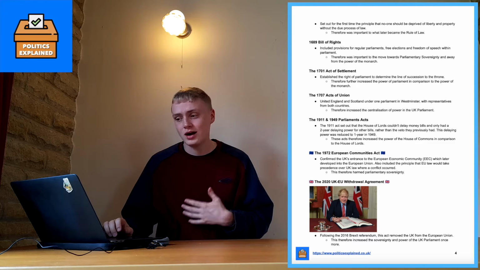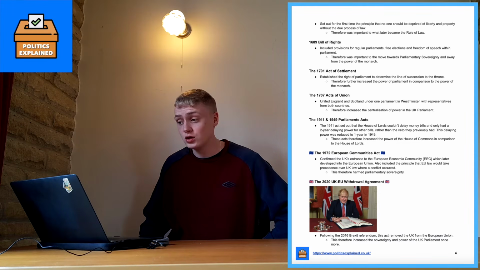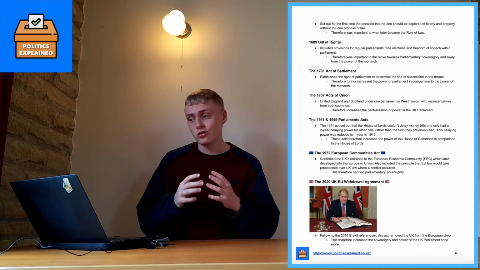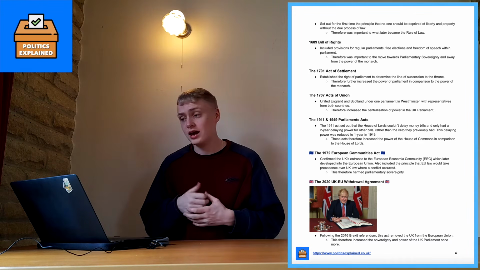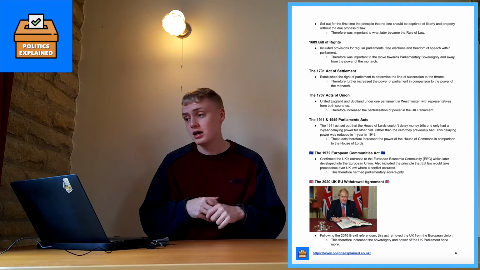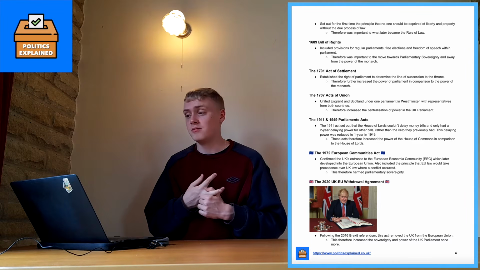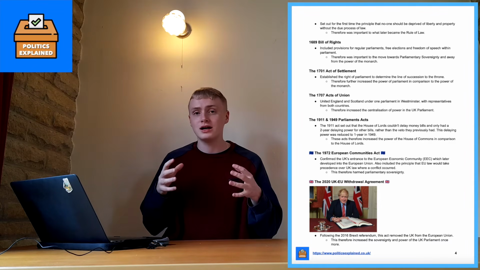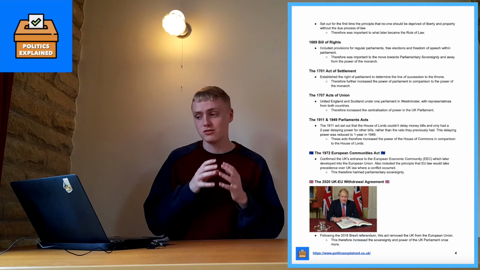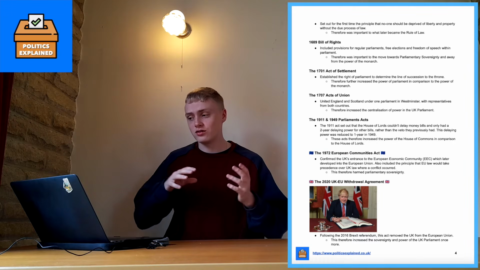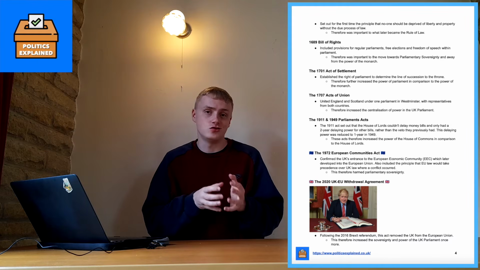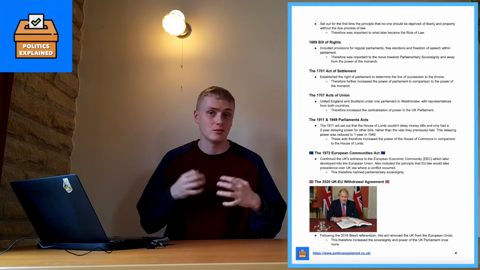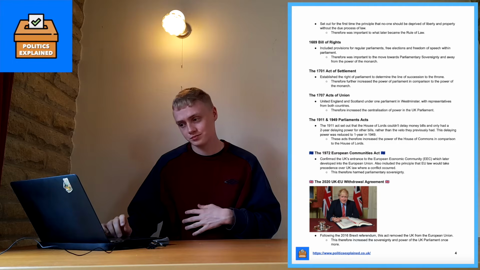Just 6 years later, you had the 1707 Acts of Union, and this united England and Scotland under one parliament in Westminster. Previously, you'd had a Scottish parliament and an English parliament, with representatives in those different parliaments. Now you had a UK parliament with representatives from both countries, and this therefore increased the centralisation of power in the UK constitution and in the UK parliament, and of course increased that parliamentary sovereignty as well.